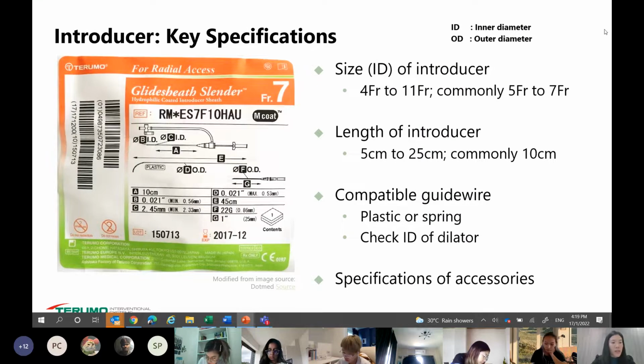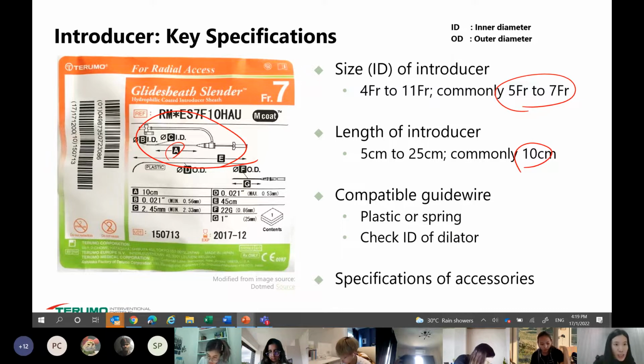So key specifications, you can find on its label. For the introducer, basically you will see its sheath size. Typically it is 5 to 7 French. You will see a technical drawing typically, so it's very straightforward. Once you see the label, you will be able to understand. You will be able to see details such as the sheath length, which is typically 10 cm.